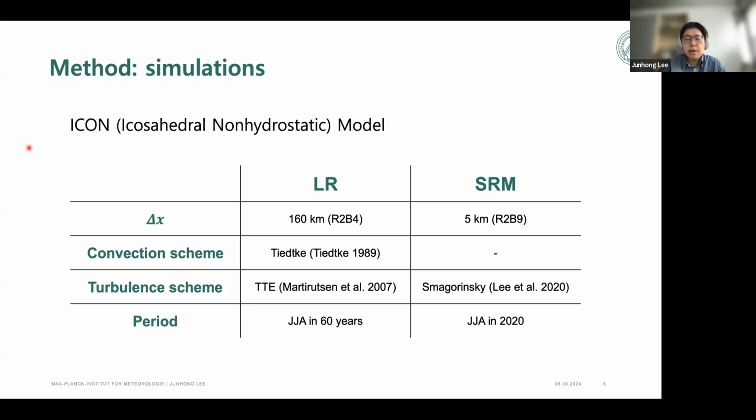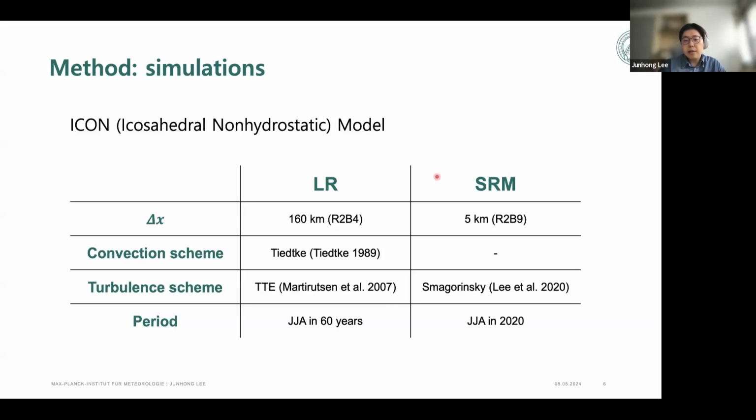And then I ran two simulations. First, I labeled it LR, at 160 kilometer resolution with the Tiedtke convective parameterization. And I also used the total turbulent energy turbulence scheme. And then I ran it for 60 years, and I take only boreal summer, JJA, for the analysis.